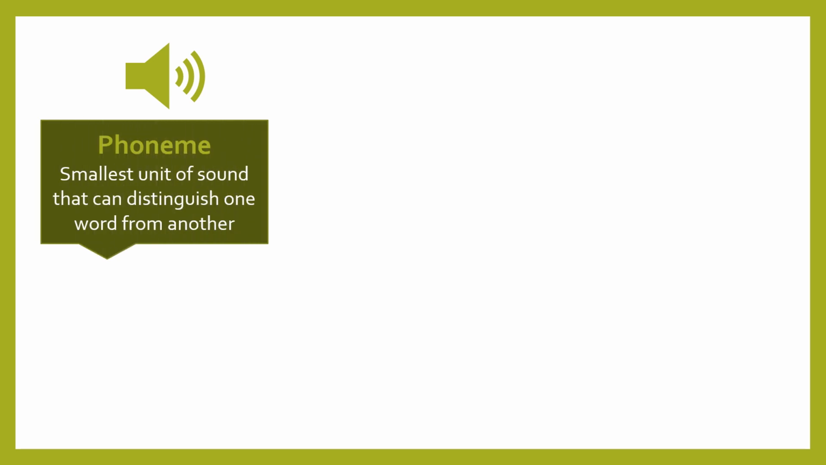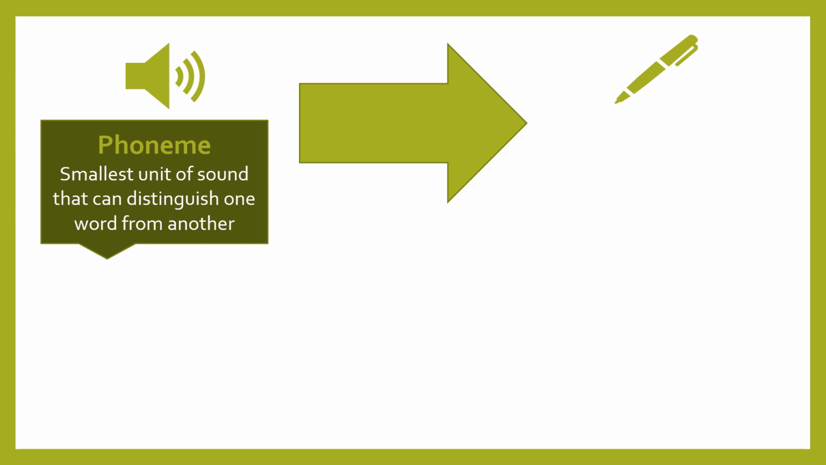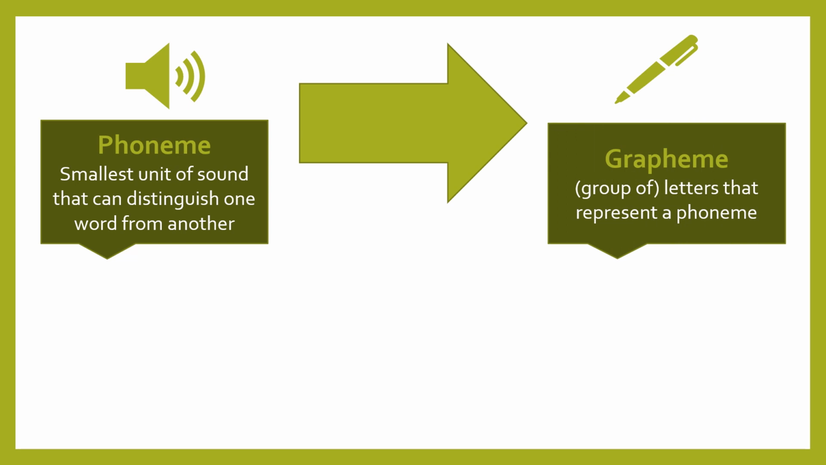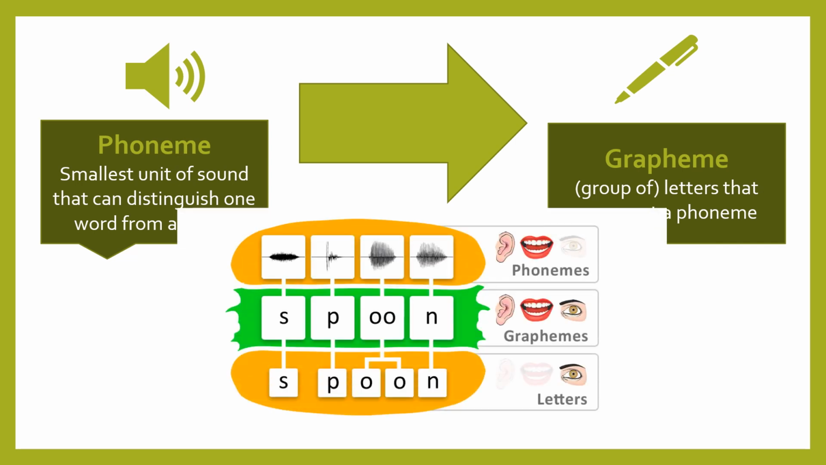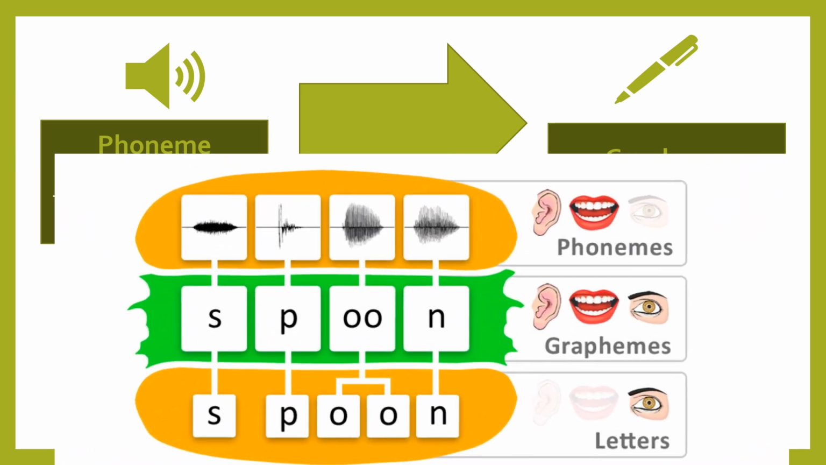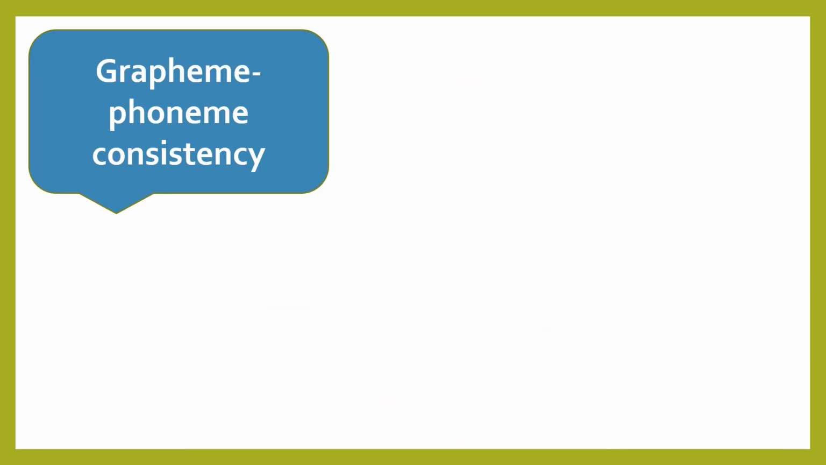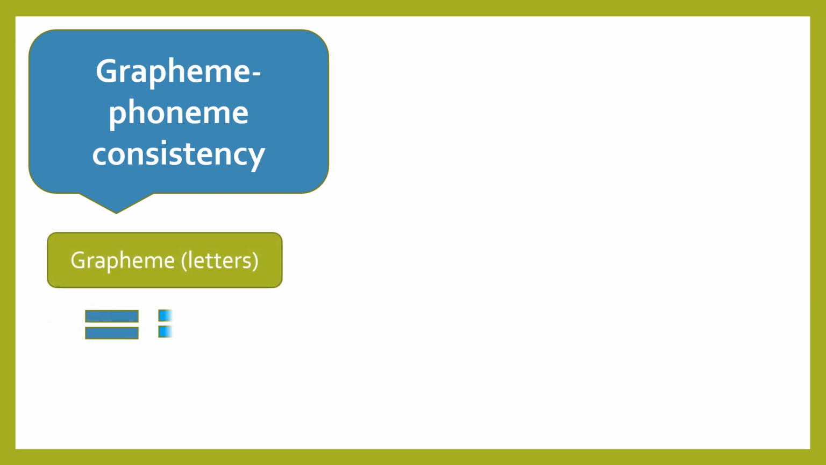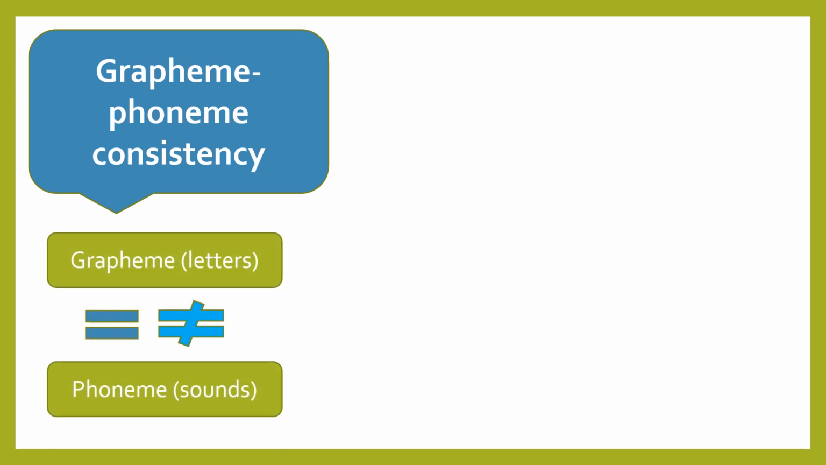What is the difference between phonemes and graphemes? When we talk about phonemes, we refer to the speech sound of a language. It is the smallest unit of a sound that can distinguish one word from another. When these units of sounds are written down in the form of letters, we refer to a grapheme. So a grapheme is a letter or group of letters that represent a single phoneme, like you can see in this image.